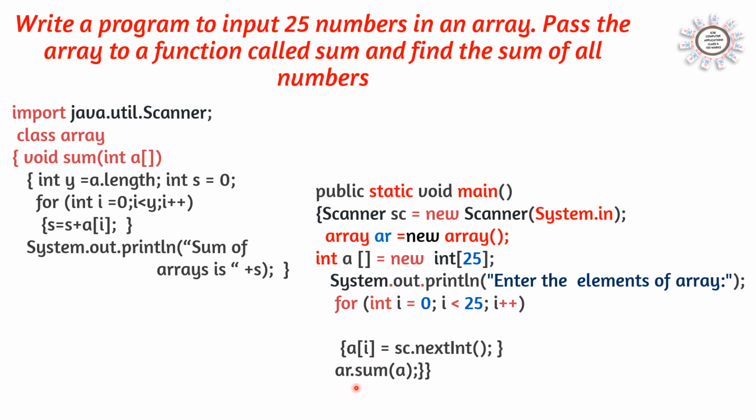Now call the function ar.sum. The function name is sum, so we are calling the function sum with the object. ar is the object, ar.sum(a). And when we are sending the array to the function, there is no need of square brackets or data type. Just write the name of the array, a. So all the elements will go to the array in the function sum. So this is the way how we can send an array to the function, and the function will accept it with the help of square brackets. I hope you understood the concept.